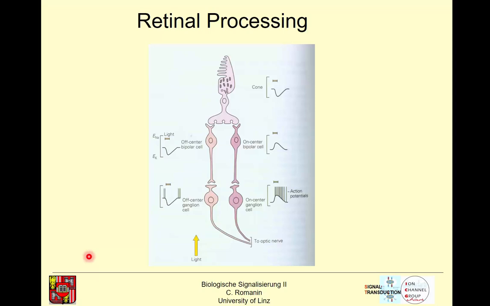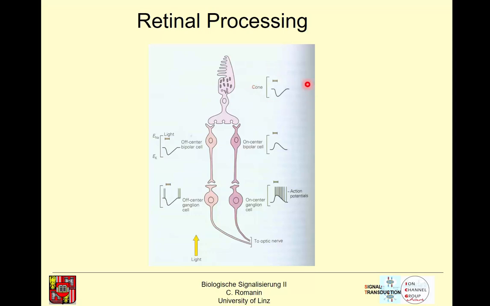So let me just see how these signals are further transmitted from the bipolar cells. We have heard that the bipolar cells are connected to the ganglion cells. And you can see here the signal transmission looks the same. What happens in the bipolar cell also happens in the ganglion cell. But there's the main difference.